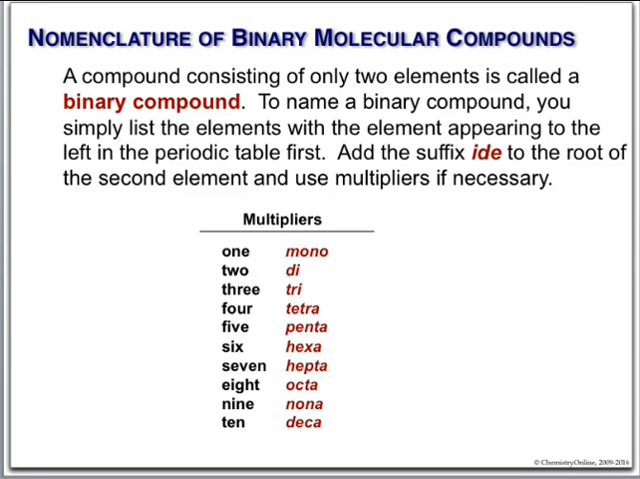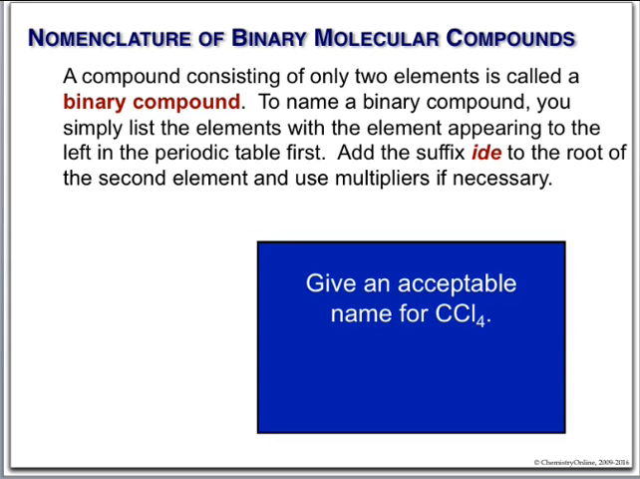Now, molecular compounds are very, very similar naming, except that here we're going to use multipliers. Okay? 1 is mono, 2 is di, 3 is tri, tetra, penta, hexa, hepta, whatever. And all we're going to do is insert the multiplier into the name. So let's see how simple this is. Here we have 1 carbon and 4 chlorines. How would you name this guy?